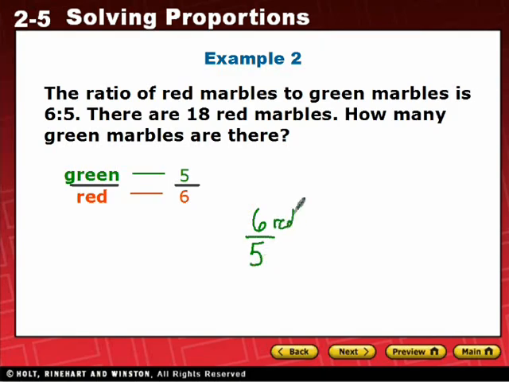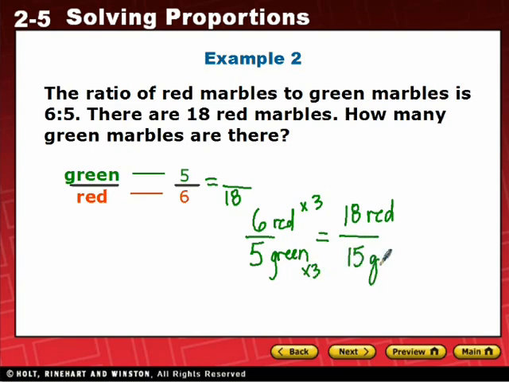It's a little confusing with the color of the pen. And it doesn't really make any difference though, because we just know we need to make that be in proportion with 18 red marbles. So it doesn't really matter if the 6 is on the bottom or on the top, as long as we're consistent. And so 6 times 3 is 18, so 5 times 3 is 15 green marbles. Don't forget: word problem, word answer.